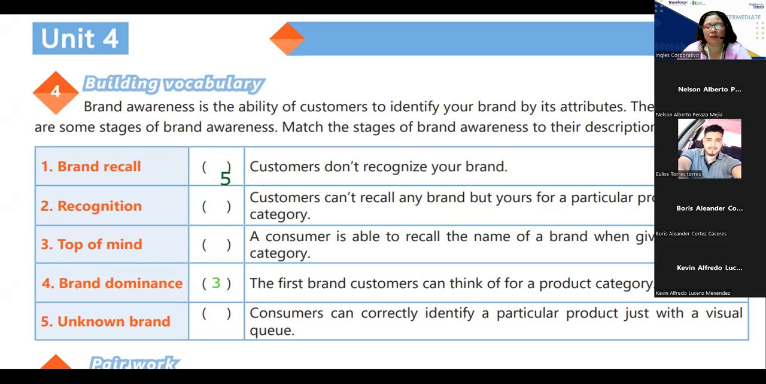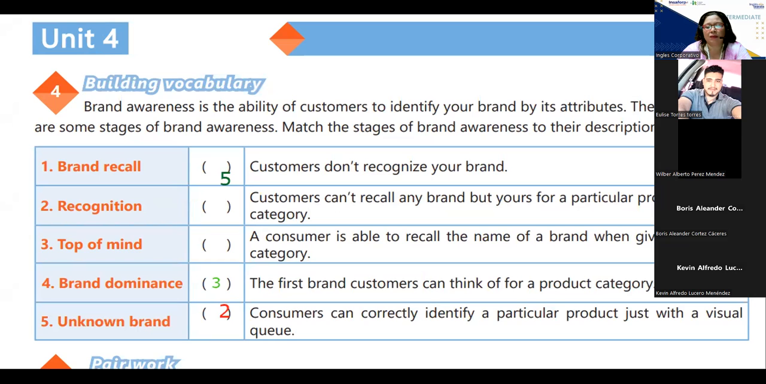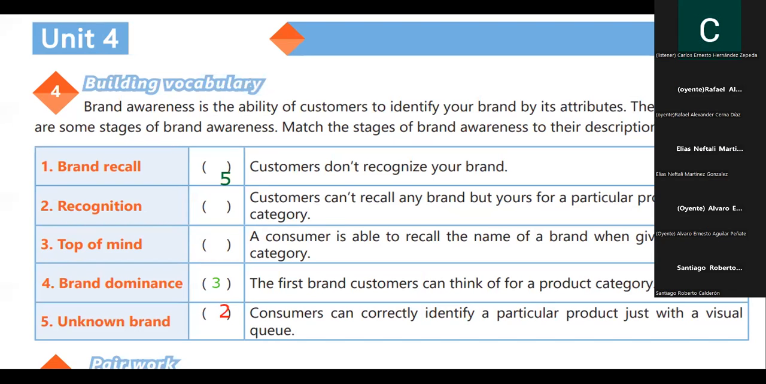Talk about the one brand recall. I'm going to write the number in the sentence. Brand recall. I'm not sure, but I don't know if you agree. Number two. Brand recall is customers can recall. Yes, it's correct. Number two. Okay, one, two, three. Brand dominance. A consumer is able to recall the name of a brand when given a product category.